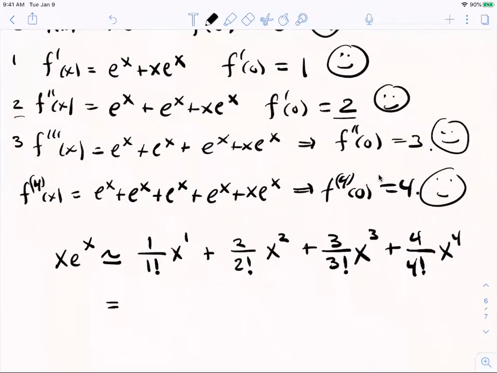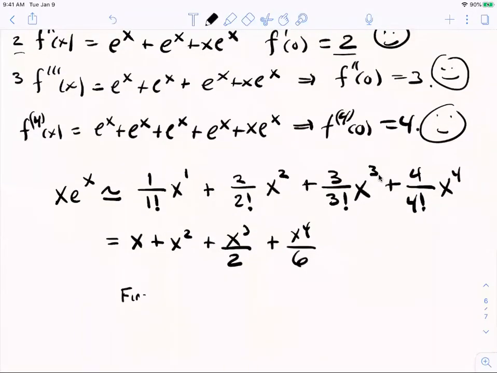And if we simplify this, it looks a little nicer if we just write x plus x squared. 2 over 2 factorial is 1, 3 over 3 factorial is 1/2, so we get plus x cubed over 2 plus x to the 4th over 3 factorial, which is 6. All right. So there's the first 4 non-zero terms of the Maclaurin series. I'm going to let you do it. I'm not going to do it on Desmos.